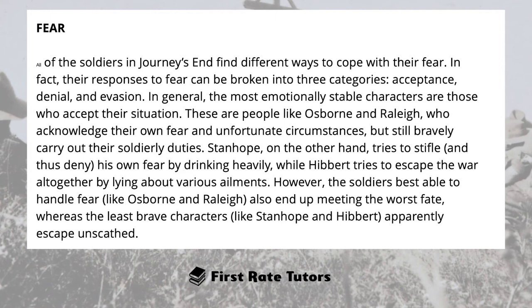Now, another theme is that of fear. So all of the soldiers in Journey's End find different ways to cope with their fear. In fact, their responses to fear can be broken down into three categories: acceptance, denial, and evasion. In general, most emotionally stable characters are those who accept the situation. These are people like Osborne and Raleigh, who acknowledge their own fear and unfortunate circumstances, but still bravely carry out their soldiers' duties. Stanhope, on the other hand, tries to stifle and thus deny his fear by drinking heavily, while Hibbert tries to escape the war altogether by lying about various ailments.